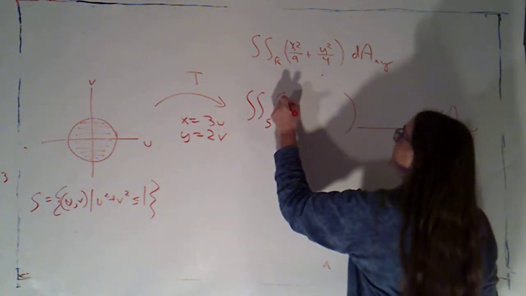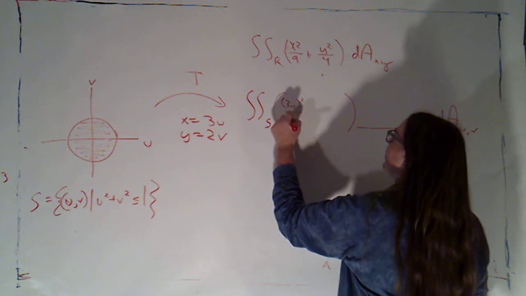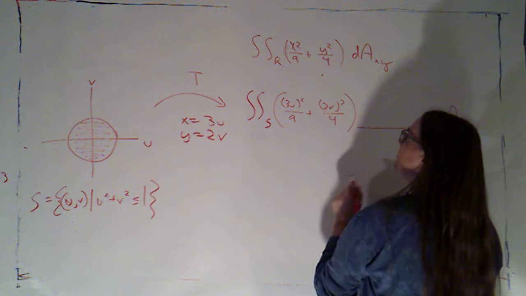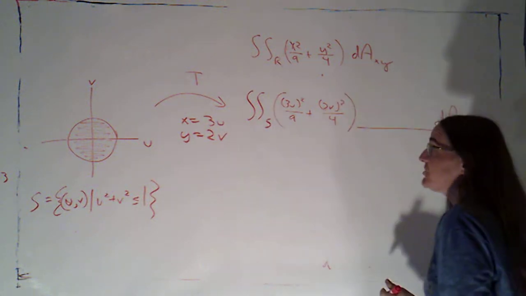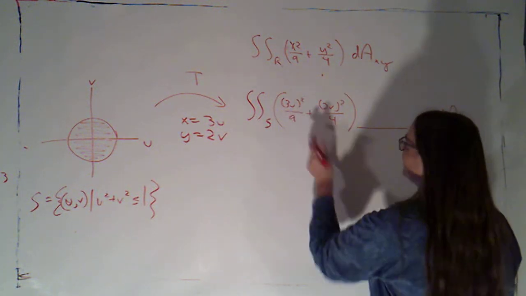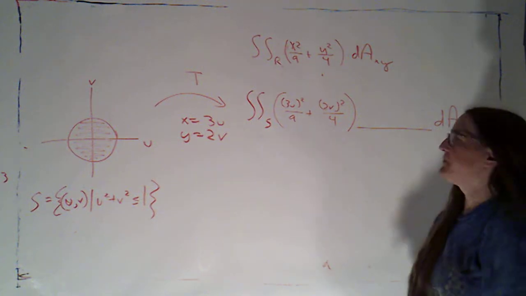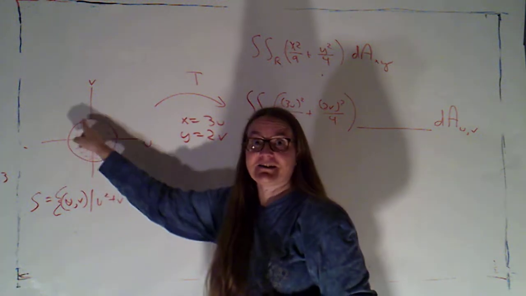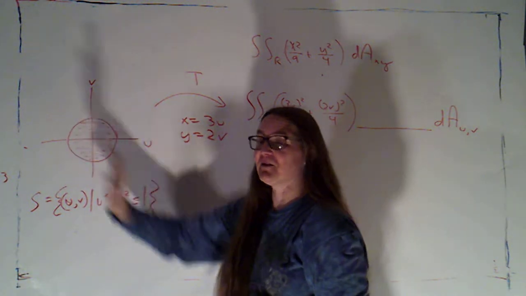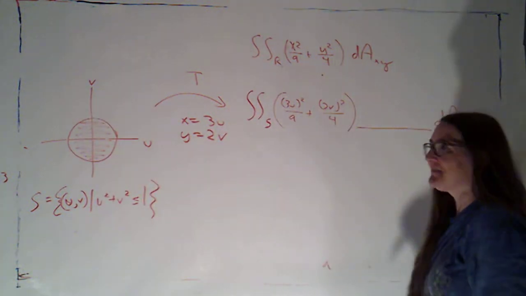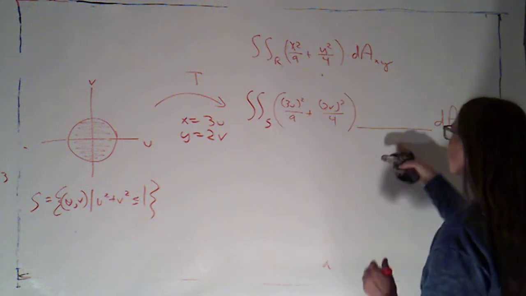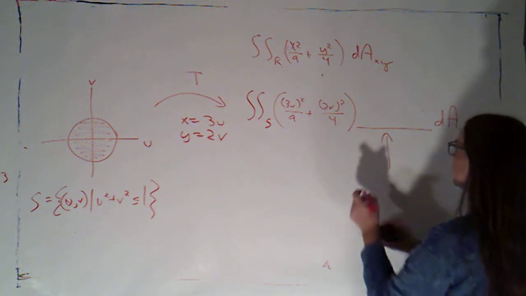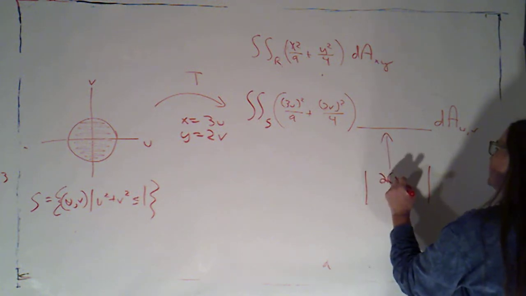X squared we just said was (3u) squared over 9, plus y squared we said was (2v) squared over 4. That we just saw is going to become simply u squared plus v squared. Okay. Now do be careful, we're not just working on the circle where that would be constant at 1. We're working on the disk where u squared plus v squared does vary. So we do need to keep it that way. Now what I'm going to put here is the absolute value of the Jacobian.